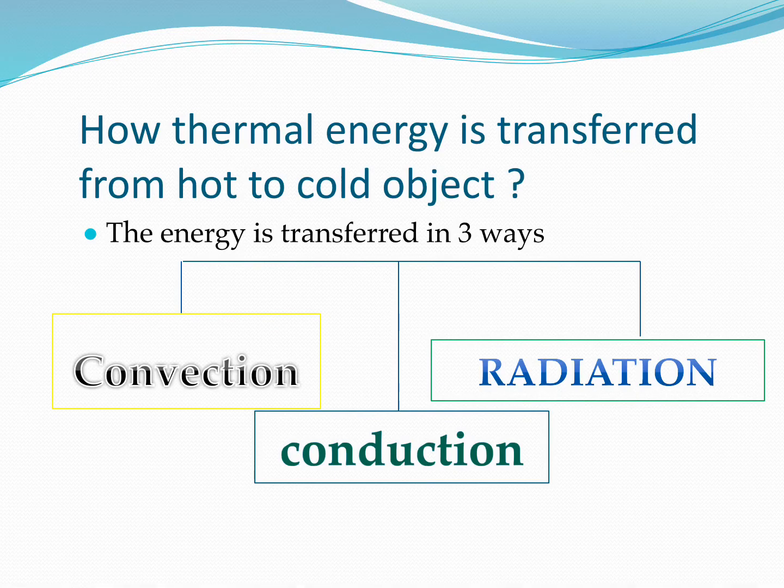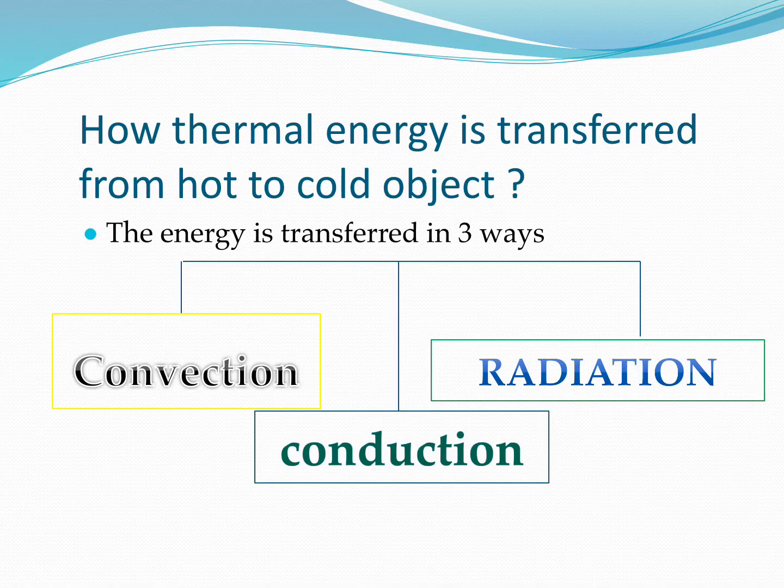Let's ask another question. How is thermal energy transferred from a hot to a cold object? The energy is transferred in 3 ways. The first way is convection. The second way is conduction. And the third way is radiation. So we have three ways for energy to transfer from hot to cold objects. First of all, convection. Second one, conduction. And third one, radiation.